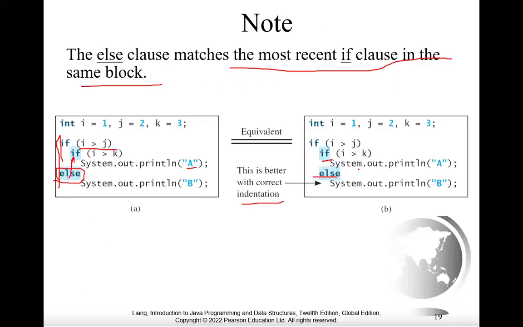So if you wanted the else to belong to this, then you should group this with curly braces. Since the else is not in this block of the if, it is out of the block, because the block ends here. Then this else is in the block of the first if.